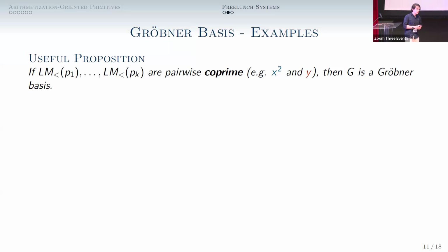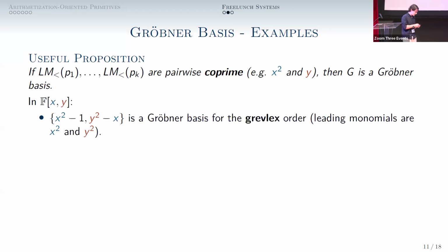Now, I don't have the time in this presentation to introduce Gröbner bases, unfortunately. So, if you don't know what a Gröbner basis is, you will unfortunately have to sleep until the next section. But we heavily use this very useful proposition that you might not be aware of: if you have a system of polynomials such that for a monomial order, the leading monomials are pairwise coprime, for example x and y, or x squared and y, then you already know that you have a Gröbner basis, just immediately.